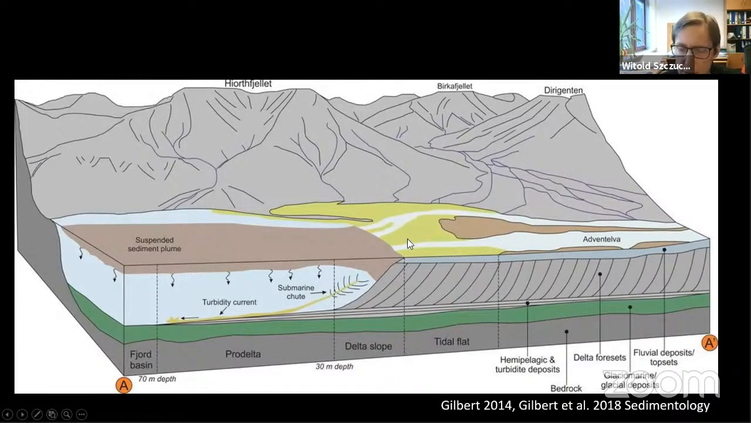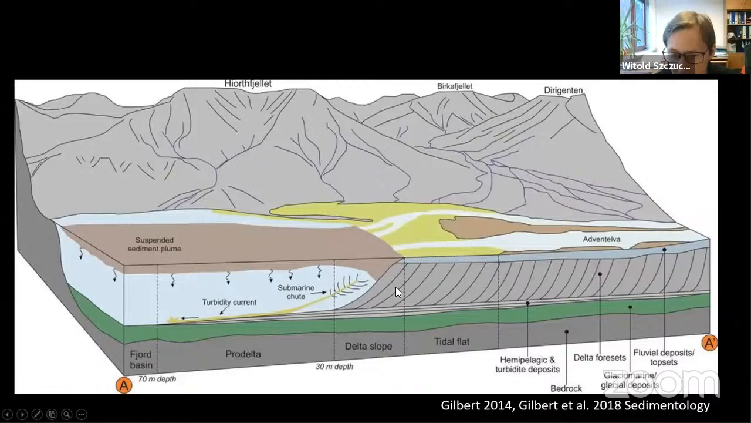We know something about the intertidal zone. There are some studies on the fjord heads, on the delta slopes, including one of the first studies using side scan sonar, which was used in Adventdalen by David Pryor, and corridors.